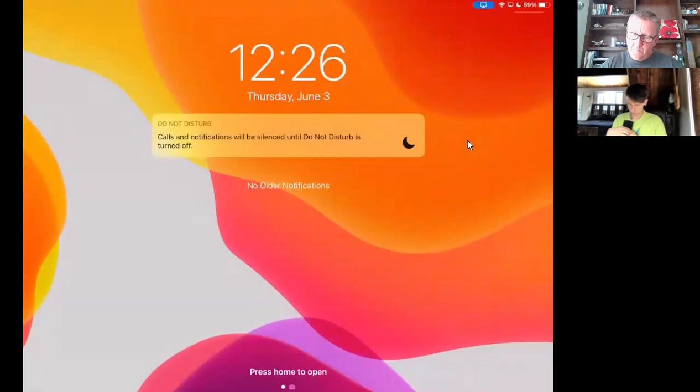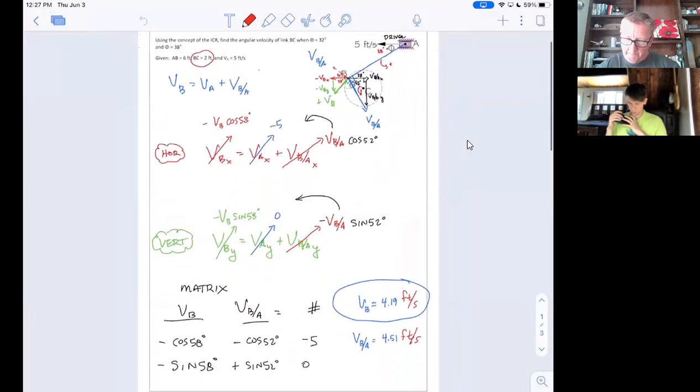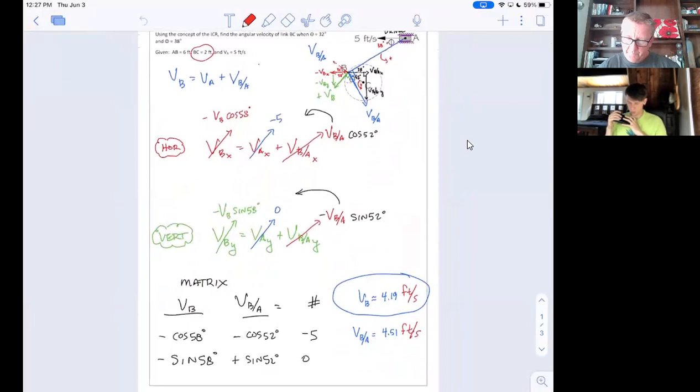Nothing but time here. Let's just take our time and make sure we get this. Yeah. So our velocity of B equals 4.19. Velocity of BA is 4.51, and velocity of A equals 5. Correct.